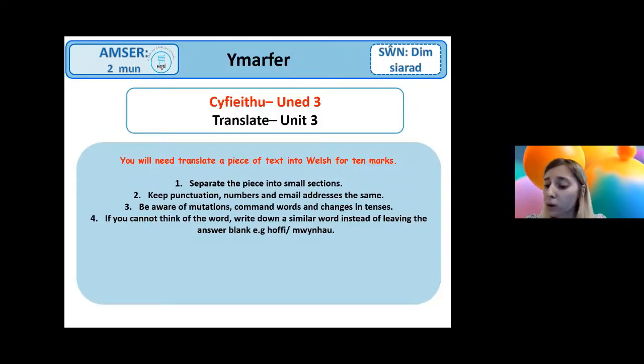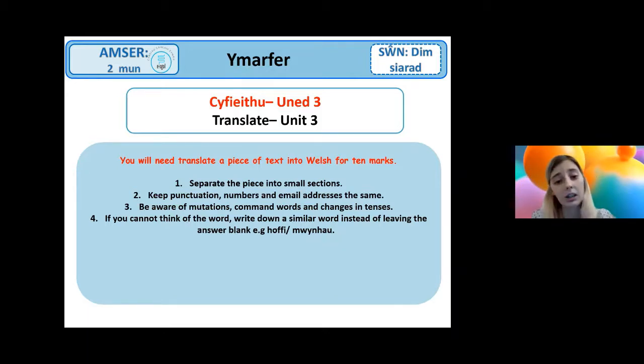Okay, if we move on to our next task now, our next task is cyfieithu, some translation, okay? So this would also come up in your Unit 3 exam, your first exam that you will be completing under exam conditions. So you will need to translate a piece of text into Welsh for 10 marks. So I would first of all break this down into sections, because if you just see a large piece of English, you are going to panic.